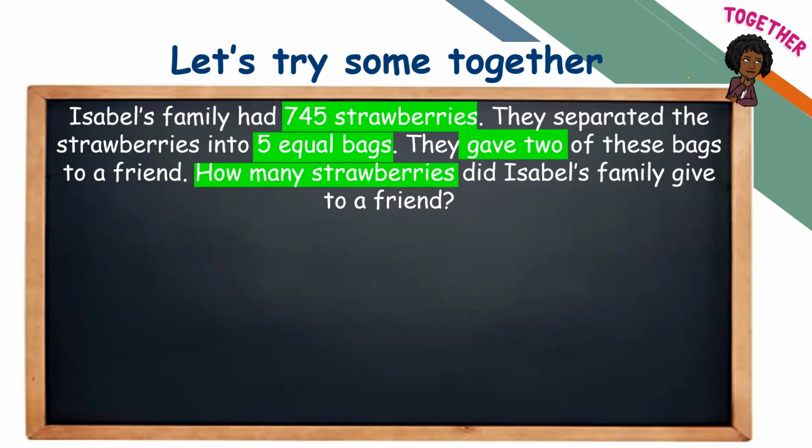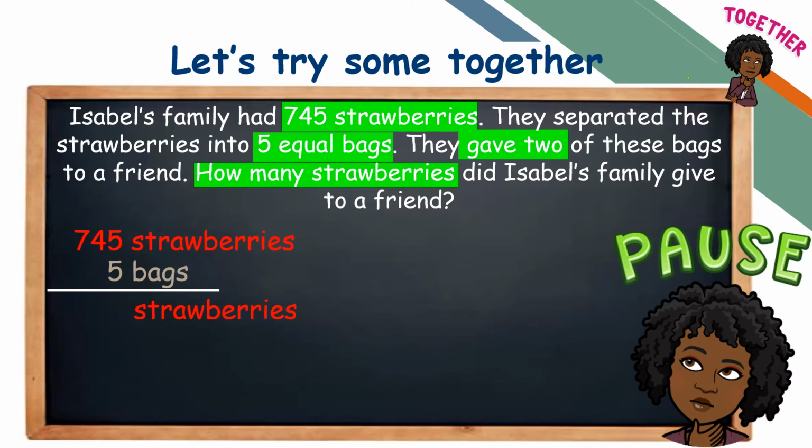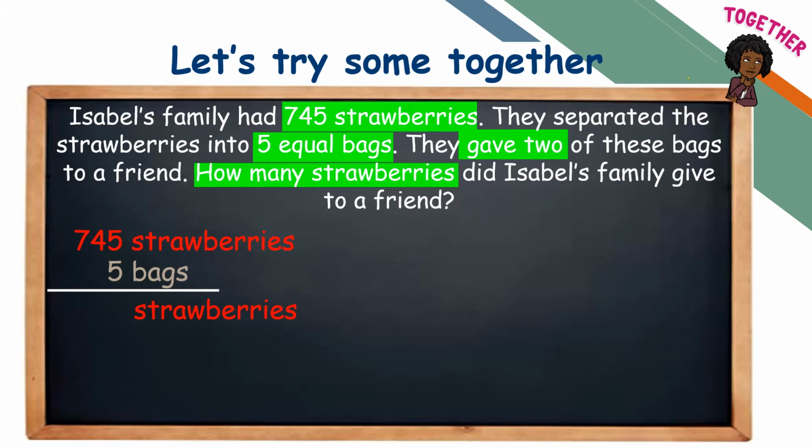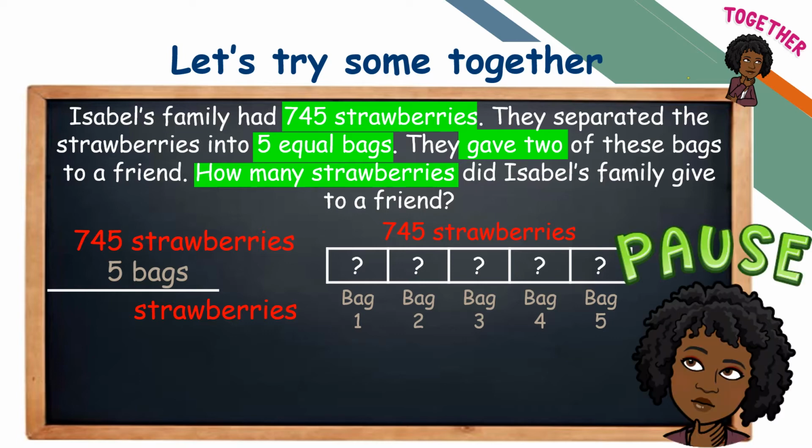First, we need to find out how many strawberries are in each of the 5 bags. See if you can draw a diagram to show how we would figure that out. The diagram should show 745 across the top of your strip to represent the total amount of strawberries, and the strip is divided into 5 equal sections that represent each bag. What operation do we use to find the number of strawberries in each bag based on our diagram?